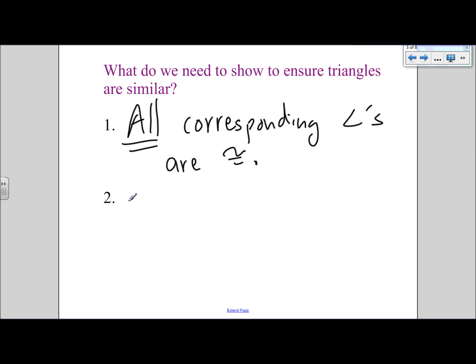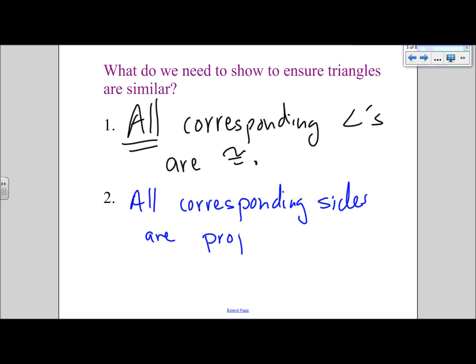The second condition we need is all corresponding sides aren't congruent, but are what we call proportional.